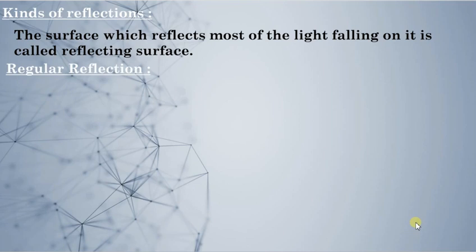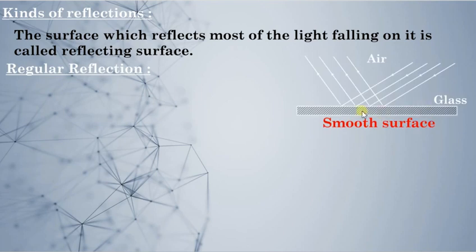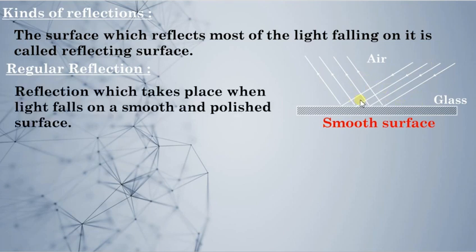Now here is an image where you are able to see a smooth surface like glass. From the air medium, you can see the incident light ray falling on the smooth surface and bouncing back to the air medium. So the reflection which takes place when light falls on a smooth and polished surface is called regular reflection.